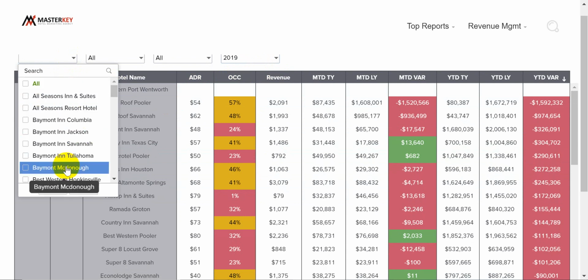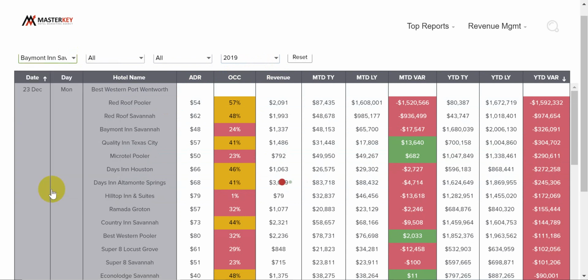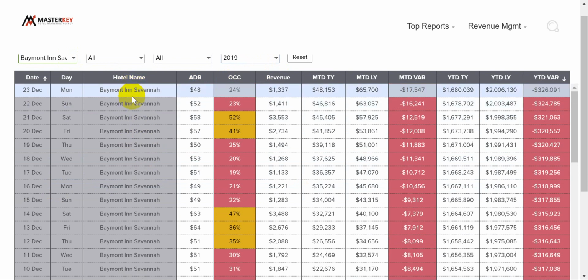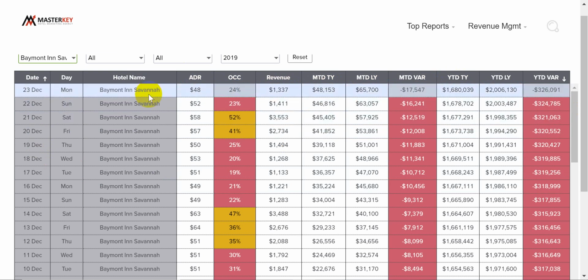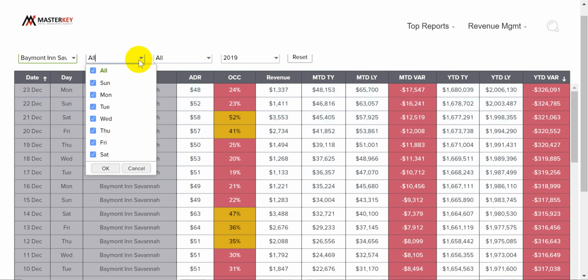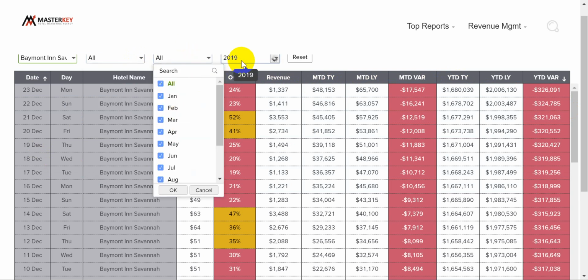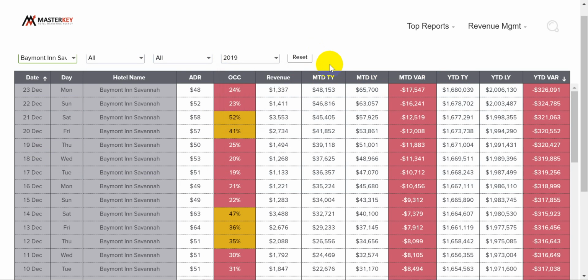Here we can simply select one particular hotel, and then it's going to show us information for that hotel only. So here, for Baymont in Savannah, it's going to show us all the dates, what their ADR, occupancy, revenue, and their performance for the month and year are. So this is how we would like to see that. It also gives us more options if I want to see only any particular days or any particular month or any particular year. As long as there is data inside, it will show us.